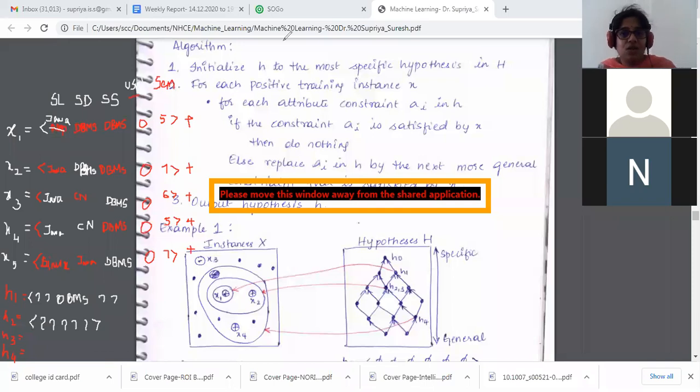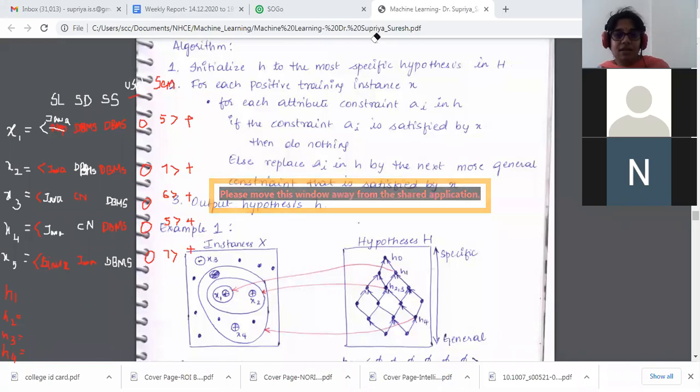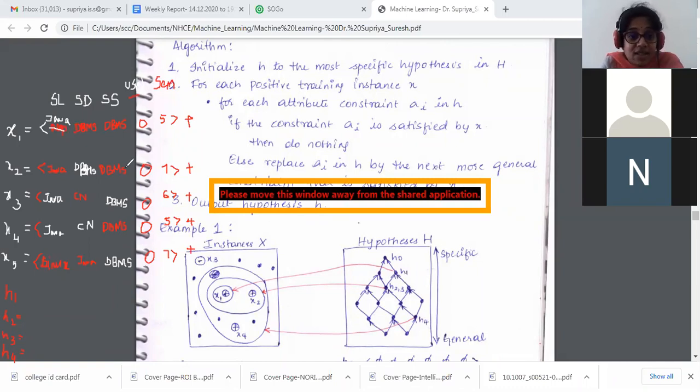So your H1, H2, everything will change. We want the hypothesis to be read out again. Is it okay here? X1 is Java, DBMS, DBMS, 0 and 5. X2 is Java, DBMS, DBMS, 0 and 5. X3 is Java, CN, DBMS, 0 and 6. X4 is Java, CN, DBMS, 0 and 5. X5 is Linux, Java, DBMS, 0 and 7.